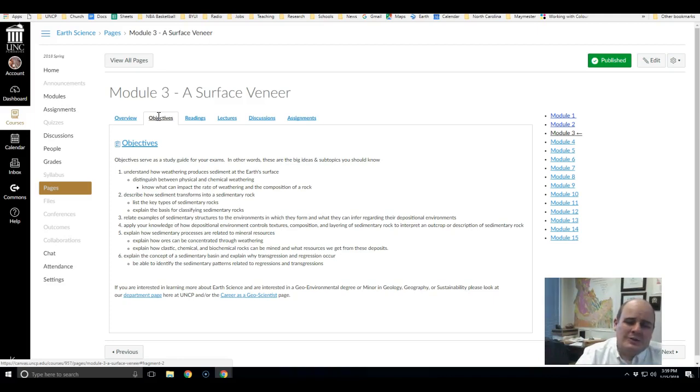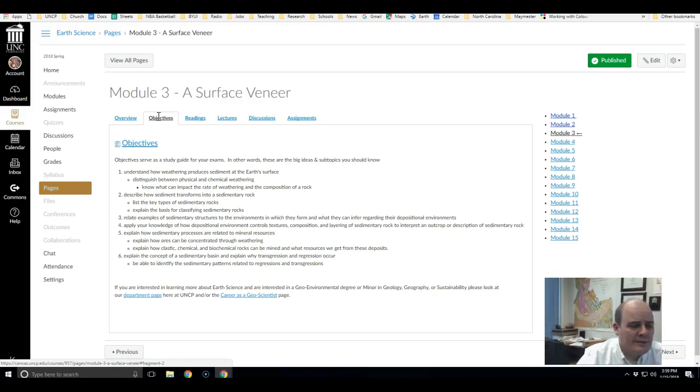Those interpretations help us understand processes in the past and also help us find resources that we use in our daily lives all the time. For example, petroleum, oil, coal, and other resources like that, and sand and gravel that we use for asphalt and things like that. So it's important for us to understand that.